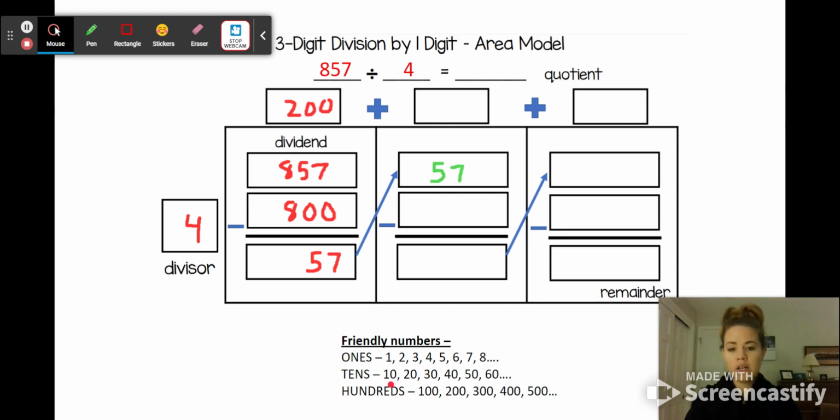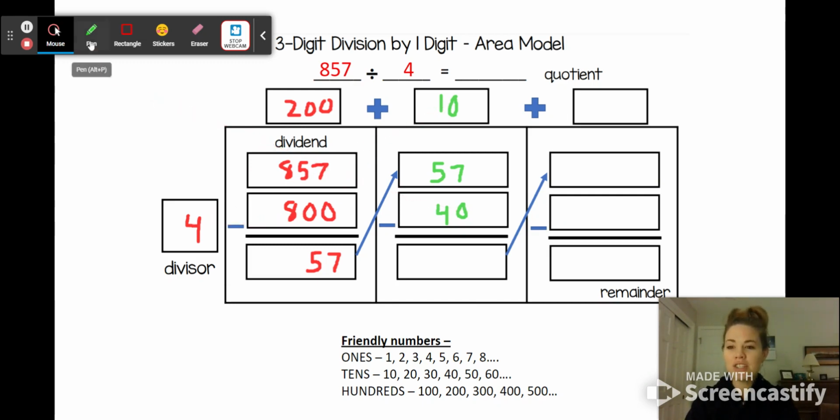We have 4 times 10, which is 40. So I'm going to go ahead and write 40 right there. And my 10 is what I multiplied 4 by to get that number. So I'm going to place my 10 up here. It's sort of like our area model. It's exactly the same, actually, in the fact that we have what we multiply by 4 up here. So 200 times 4, that's 800. 10 times 4, that's 40.